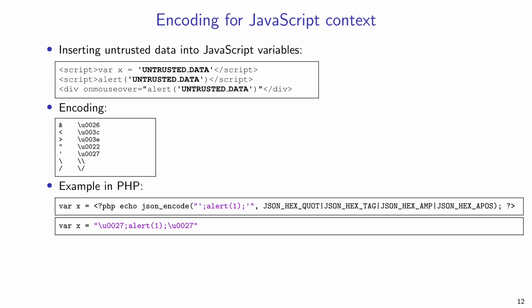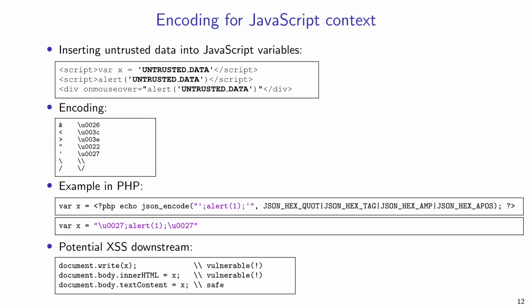Note that there is still possible potential XSS downstream. For example, this will happen if we take this untrusted data and later insert it insecurely in the document object model, as you can see here using write or inner HTML. The problem is that this variable can contain HTML tags. By using JSON encode here, we made sure that we do not introduce an XSS vector in this line where the JavaScript variable is defined.